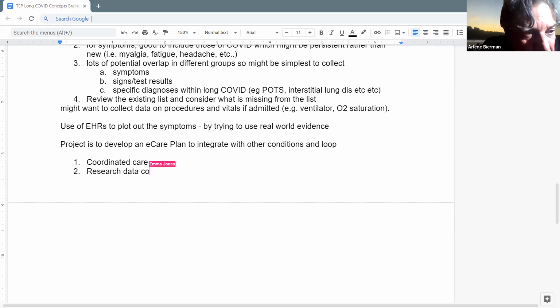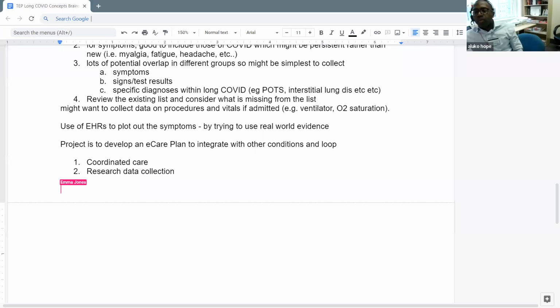Yeah, and I think related to that, Arlene, a lot of the lists of symptoms often don't separate out some things that we already know about how people respond to stress.